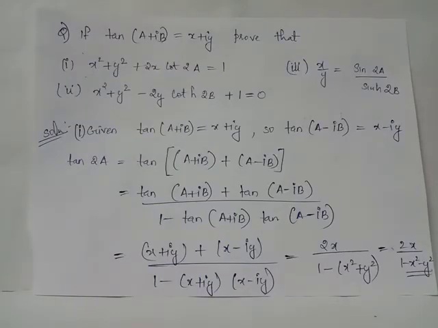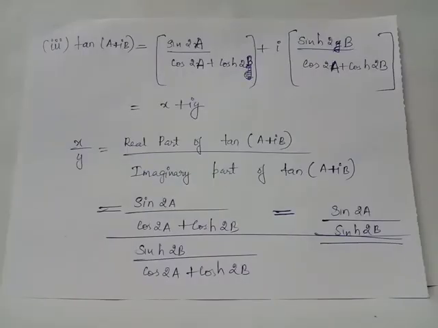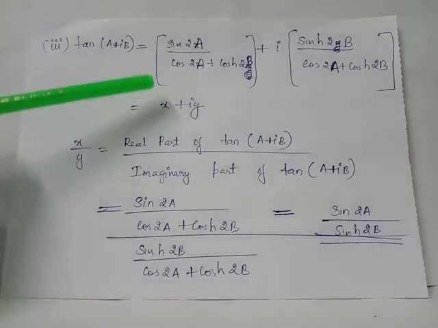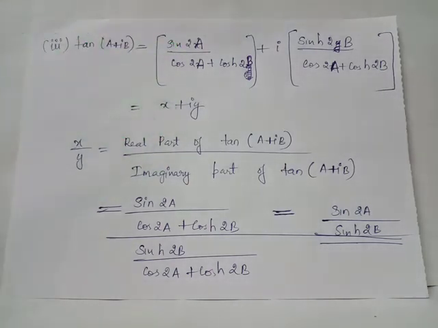The third result to be proved is that x by y equals sin 2a upon sinh 2b. We know to separate tan(a + ib) into real and imaginary parts, we have tan(a + ib) equals sin 2a upon (cos 2a + cosh 2b) plus i times sinh 2b upon (cos 2a + cosh 2b). Since we also have tan(a + ib) equals x + iy, we can equate real and imaginary parts of these two expressions. We have x equals sin 2a upon (cos 2a + cosh 2b), and we have y equals sinh 2b upon (cos 2a + cosh 2b).